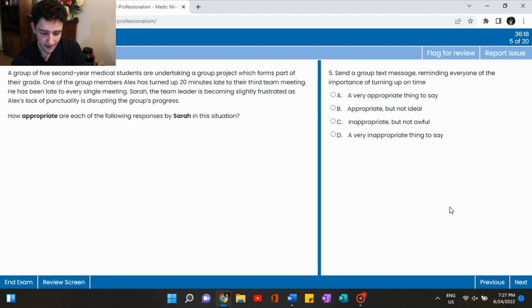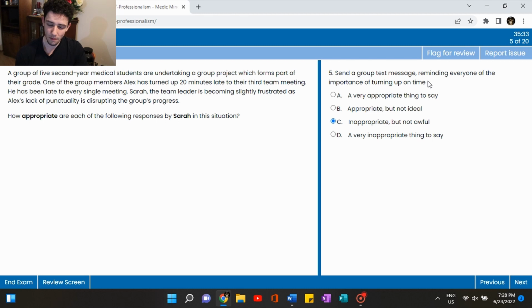And number 5, send a group text message to remind everyone of the importance of turning up on time. Okay. I might go with C on this, just because you are trying to solve the problem at a local level, which is good.